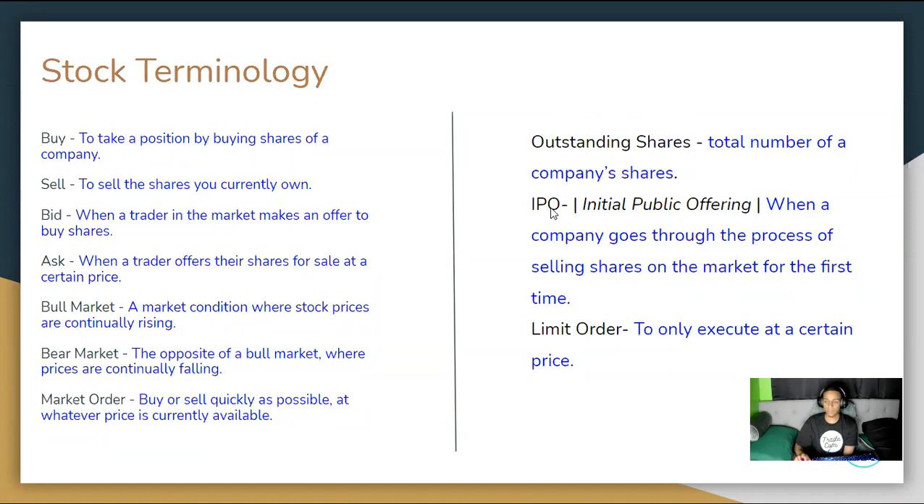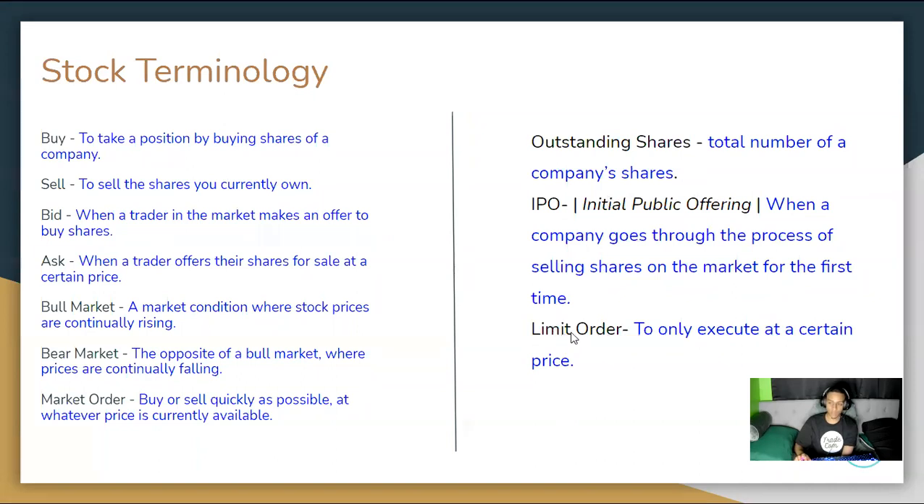All right. IPO, initial public offering. A lot of companies are IPOing. Robinhood will be IPOing this year, so they'll be having an initial public offering. What that means is when a company goes through the process of selling shares on the market for the first time. So when a company first comes out on the stock market, they're going to come out with an IPO, initial public offering.